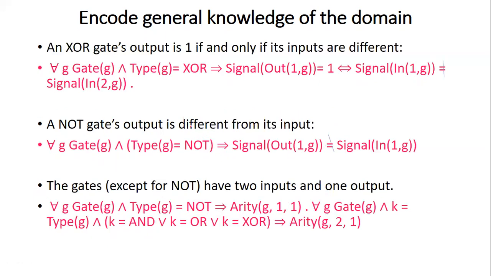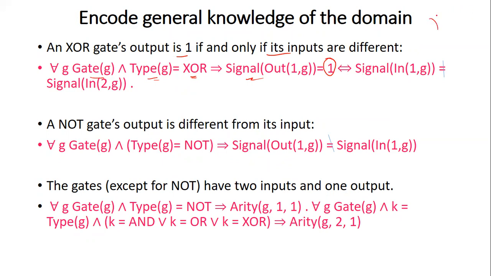Then XOR gate. If you consider the XOR gate, its output is 1 if and only if its inputs are different. So this is the rule for the XOR gate. Its output will be 1 only if its inputs were different, right? So for all G, G is a gate, and if type of G is equal to XOR, it implies that the first output of the gate, its signal is 1, is bidirectionally equivalent to saying that.